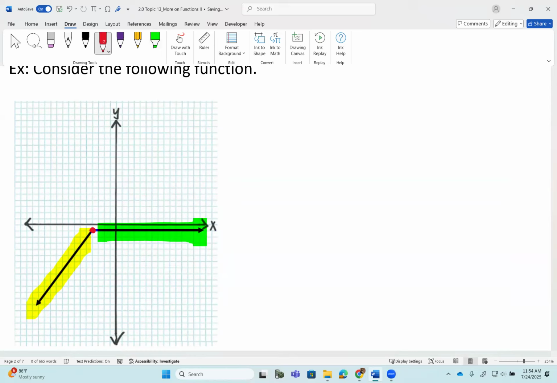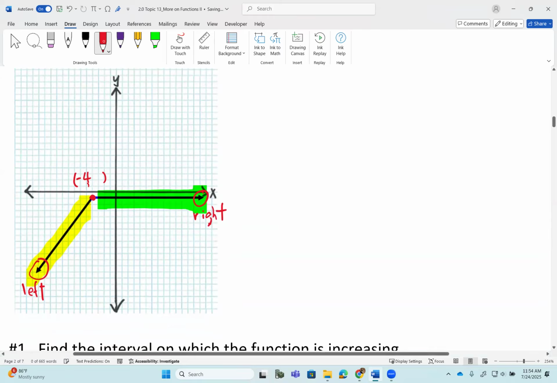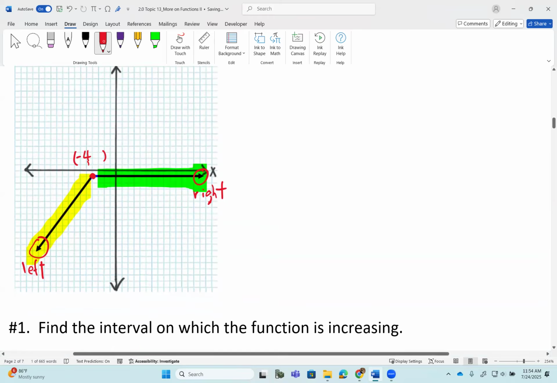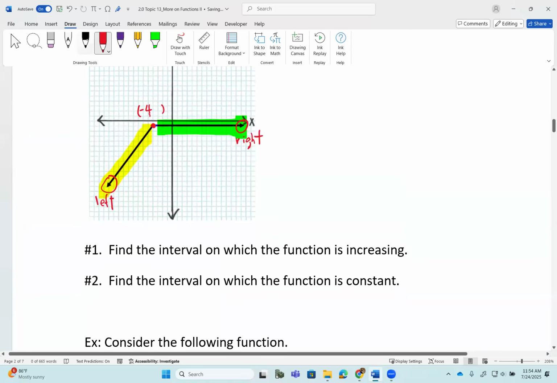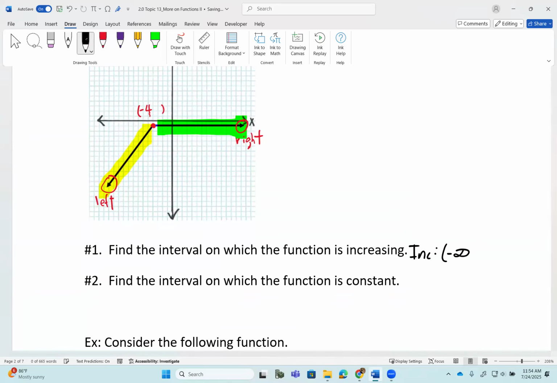So what's the x value at that point? 1, 2, 3, negative 4. This arrow is pointing down and left, and this side keeps on going to the right. But the y value here is the same; the y value is just negative 1. So on the interval which the function is increasing, from where to where on the x-axis is my graph going upwards? It's coming from negative infinity all the way to negative 4.